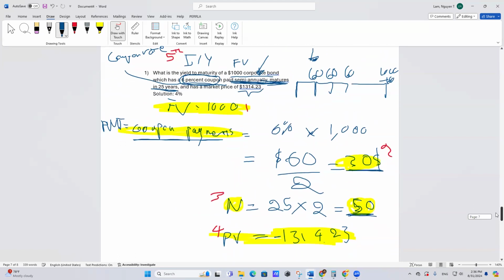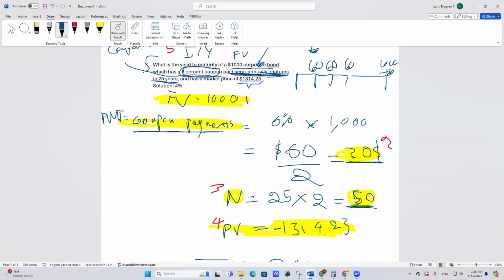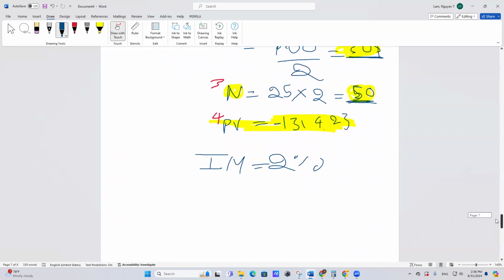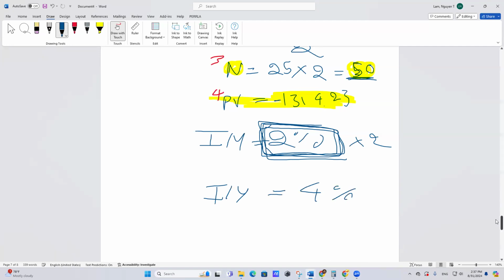But the catch is in this type of problem, when it talks about a bond, at the end, this one is still in the semi-annual, right? 2% is semi-annual. You have to convert it back to annually, right? So how do you do that? You do that by what? Multiply by 2, right?